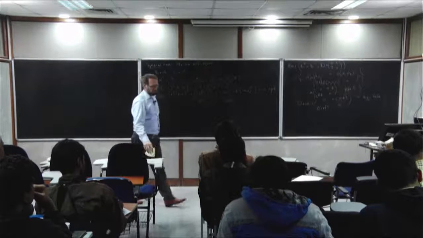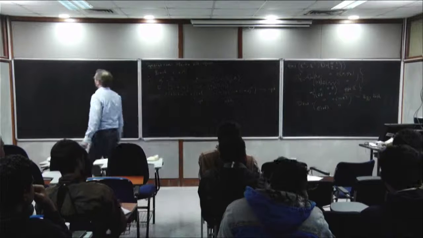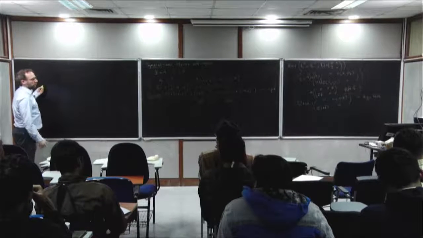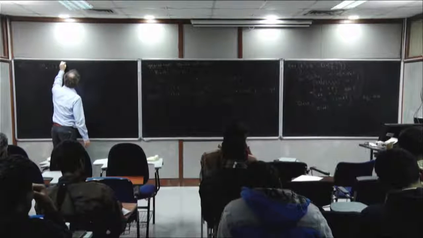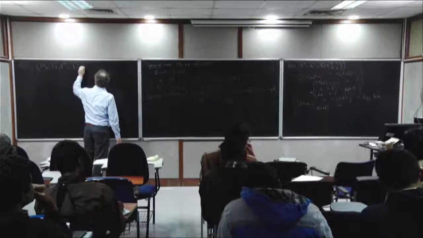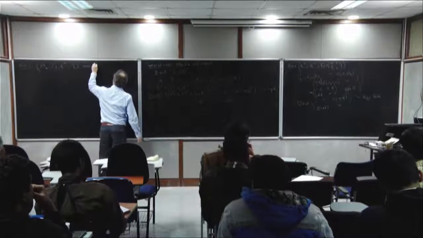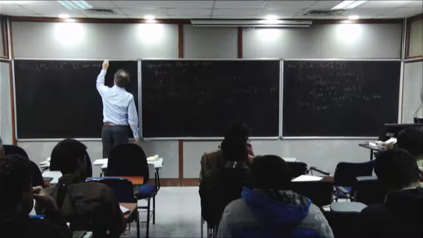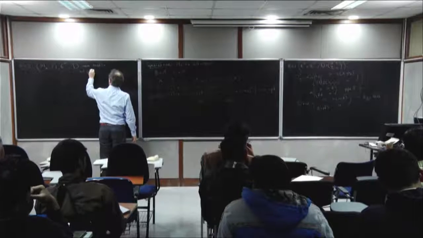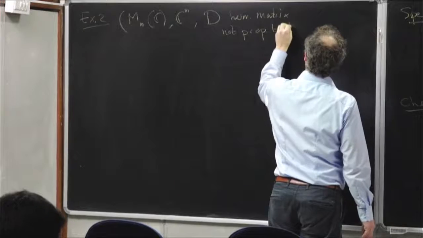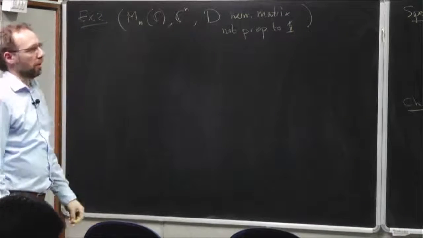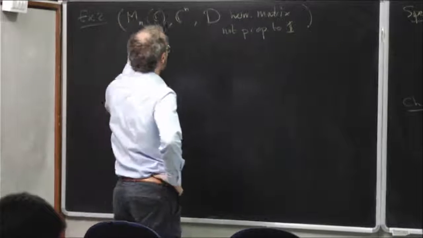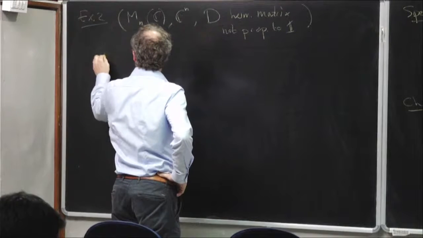Okay, here's another example. Actually, my last, which I do in more detail, and then I'll stop. It's M_n(C) on C^n, and D is a Hermitian matrix, but it's not proportional to the identity. Otherwise nothing would really happen, because these commutators will be 0. So let's try to compute omega 1 dA in this case.